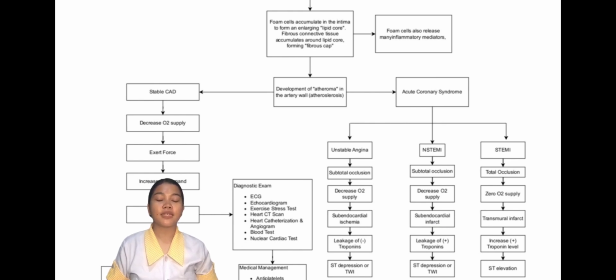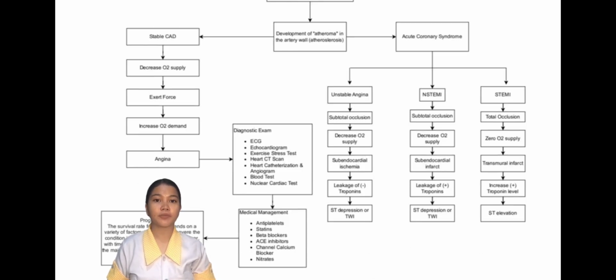Lastly is the STEMI, in which there is a total occlusion, so there will be zero oxygen supply. Then the entire myocardium will become damaged, which we call a transmural infarct. And this will lead to a positive increase of troponin levels, which then results in the ST segment elevation.